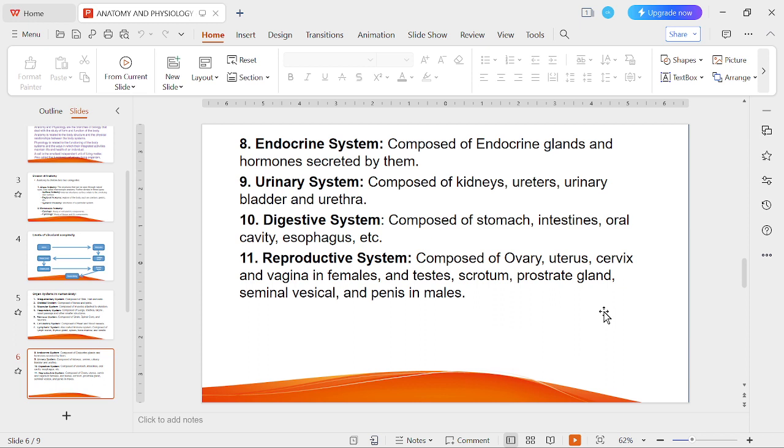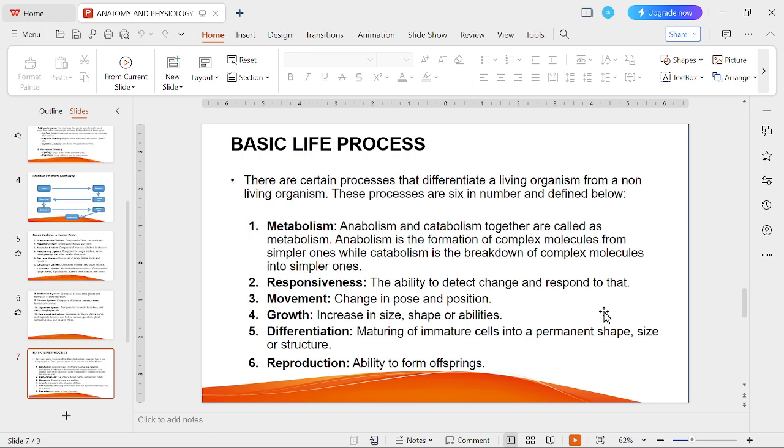Okay, further organs are there. 11th and the last one is the reproductive system, which is further categorized into male and female reproductive system. In males there are testes, scrotum, prostate gland, seminal vesicle and penis. In females there is ovary, uterus, cervix and vagina, and further organs also like fallopian tubes, etc., that we would be studying in the further topics.